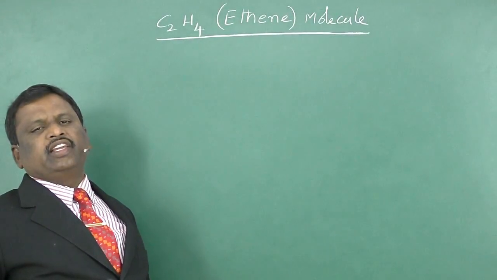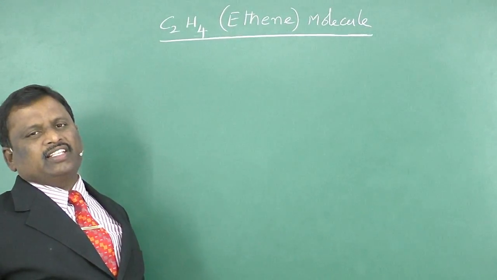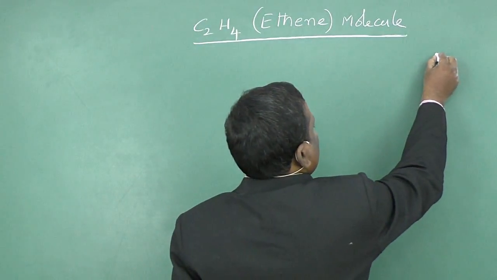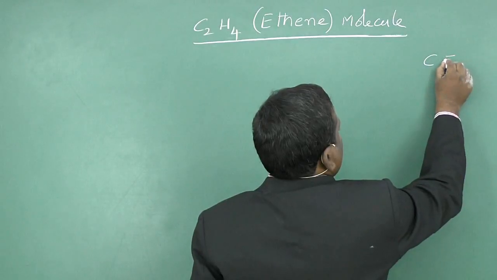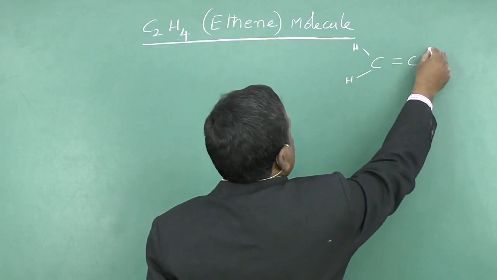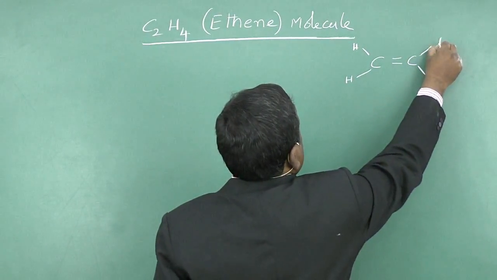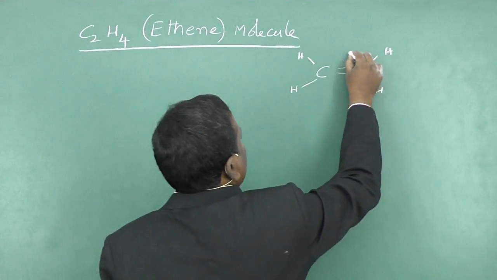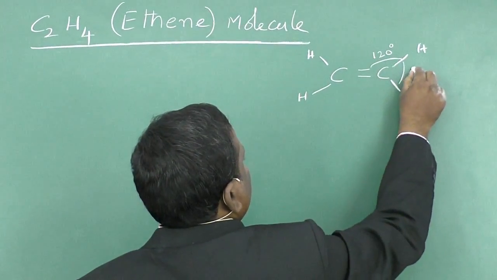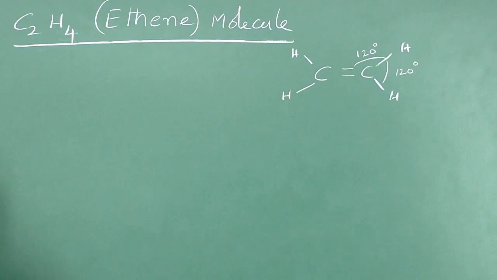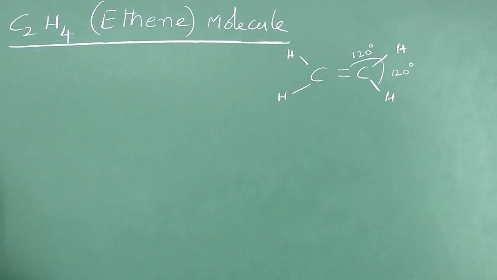C2H4, ethene molecule. The X-ray studies of the ethene molecule show that two carbon atoms are bonded with a double bond and each carbon atom is bonded with sigma bonds to 2 hydrogens each. And the bond angle here is found to be 120 degrees. So this is the structure of C2H4, for which we have experimental evidence.